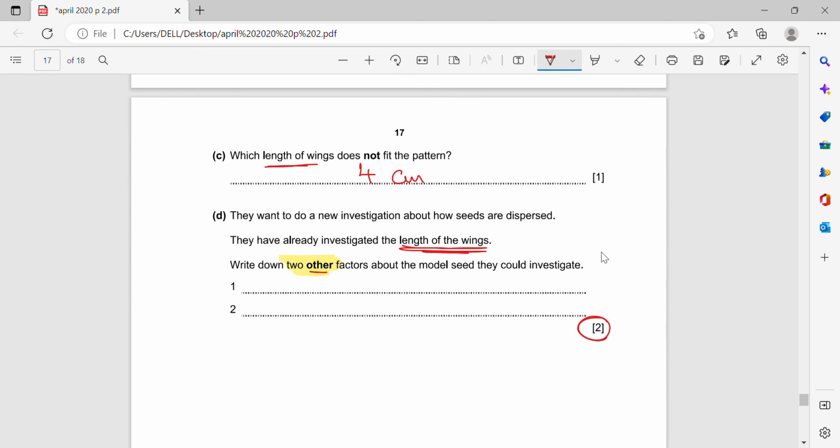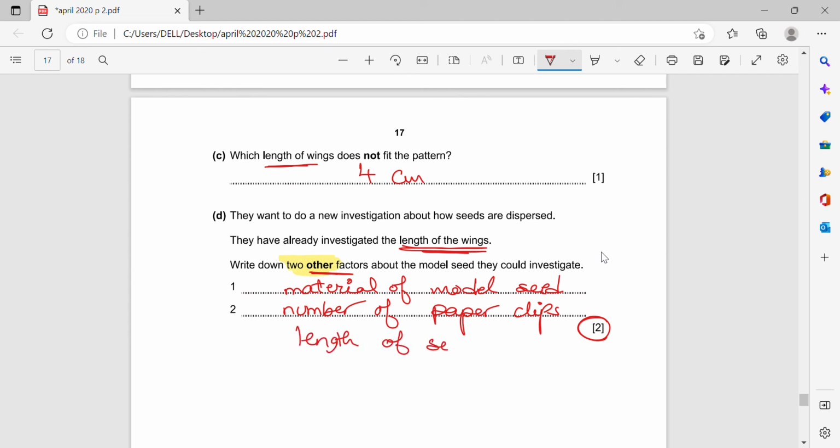So the factors they could change are the material of the model seed, the number of paper clips. If someone else said, for example, the length of the seed, that is also correct. Someone else could say change the length of the drop. So all these are correct. You choose only two.